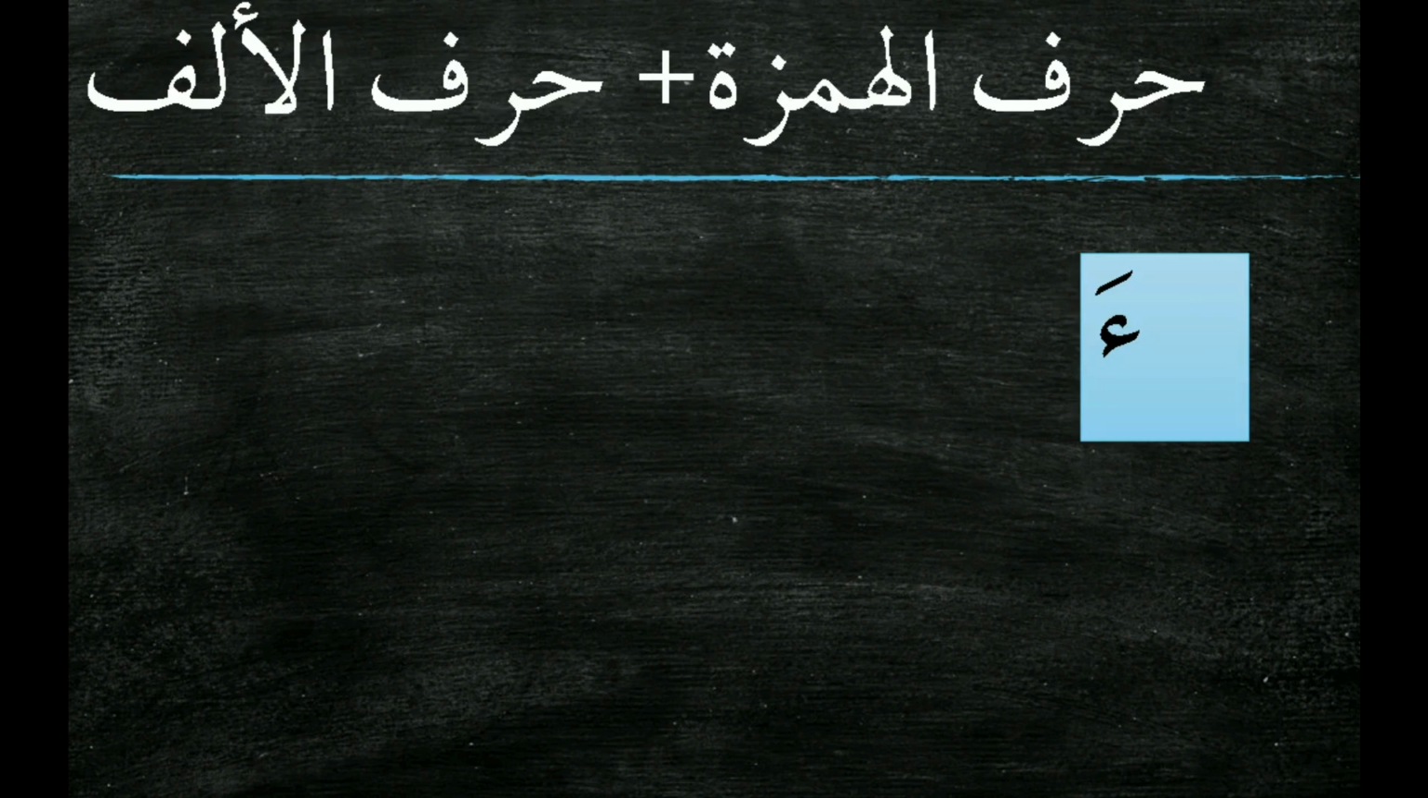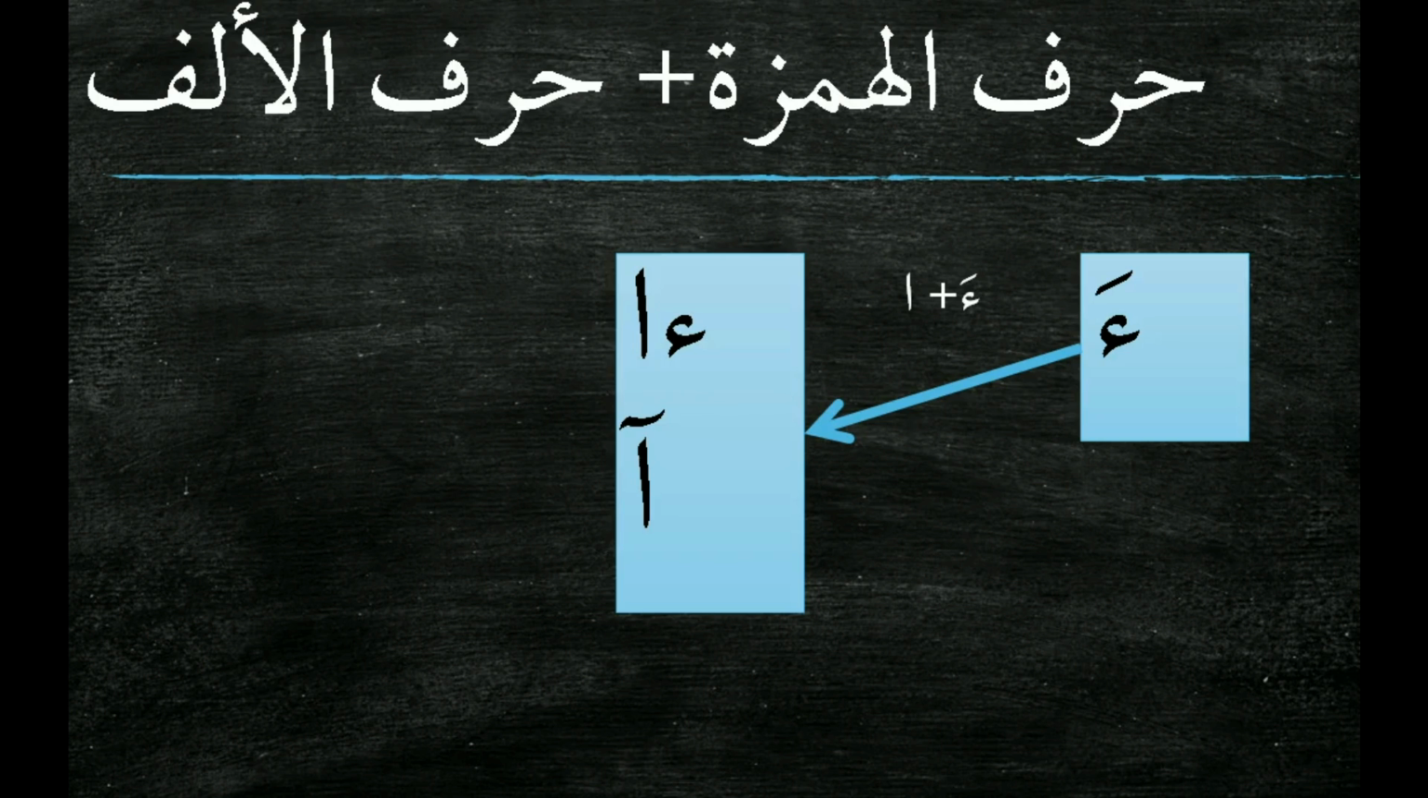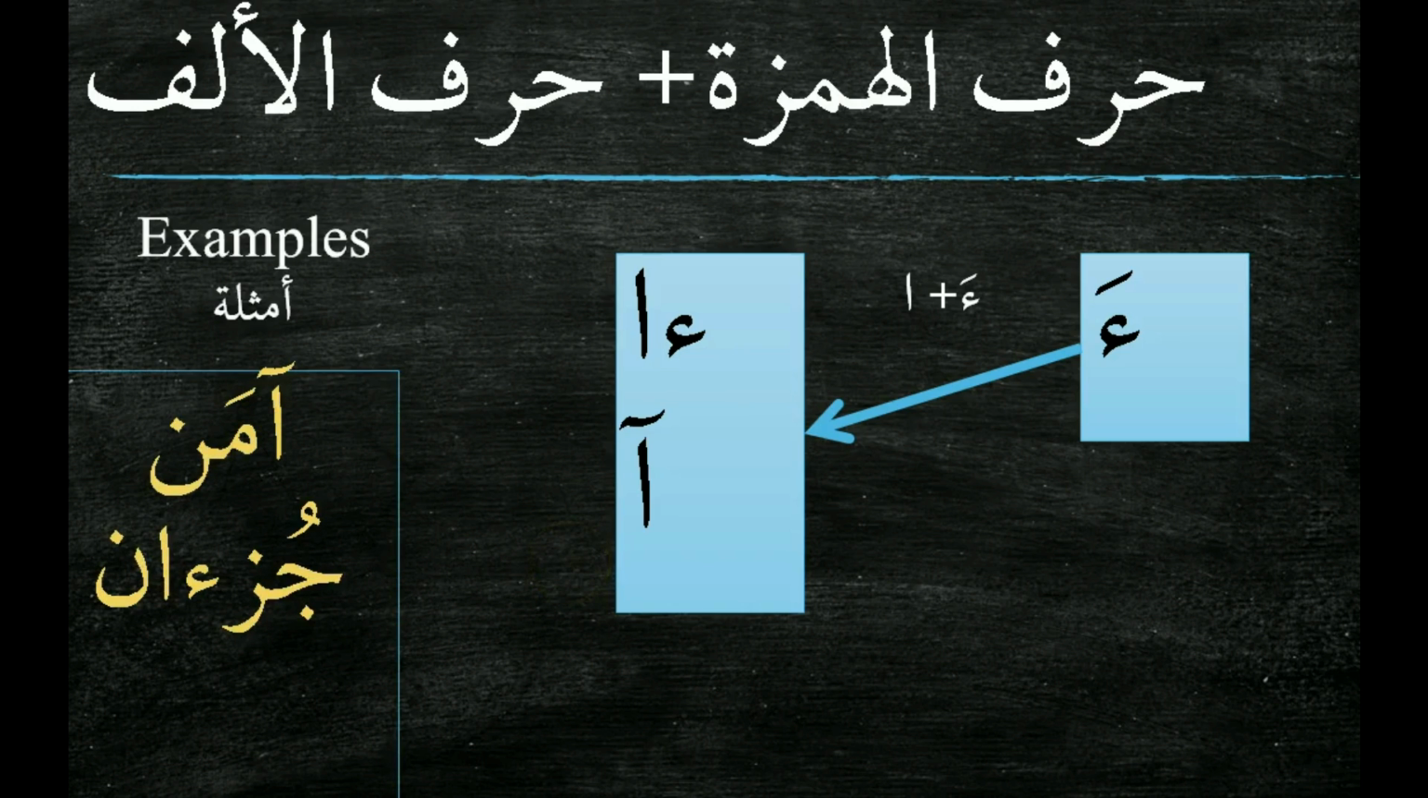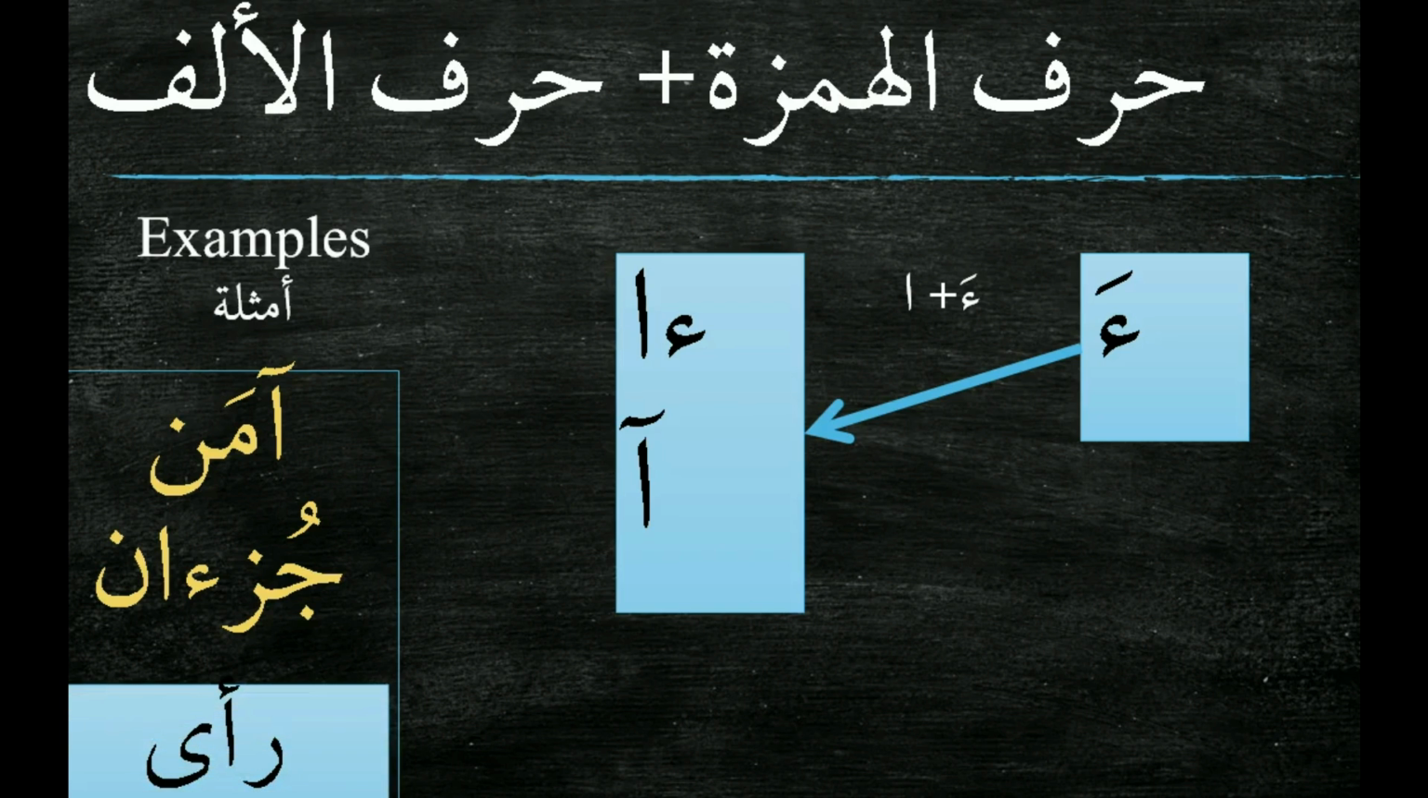The letter hamza is the letter that comes out from the place of the vocal cords. A. It either looks like this, or it looks like this when it's connected to an alif. Or a. These are the same; they have exactly the same pronunciation. Examples: آمن, جزءان. The hamza does not have elevation at the back part of the tongue.